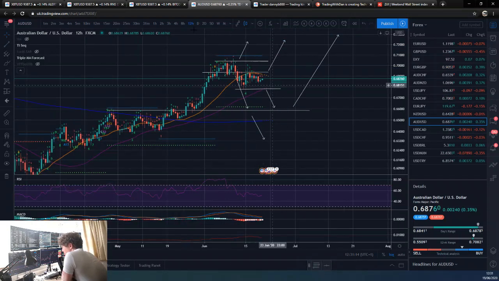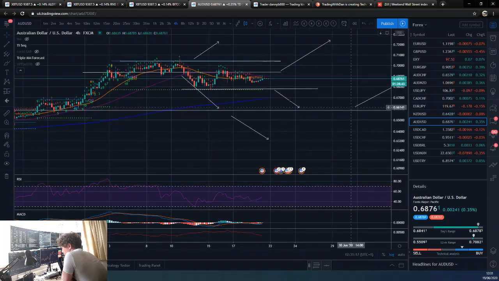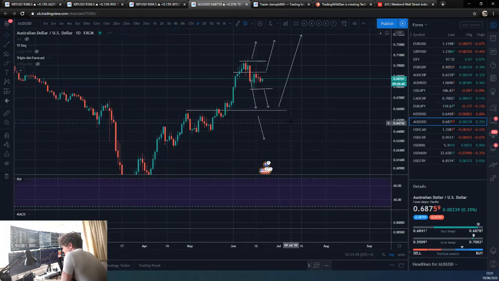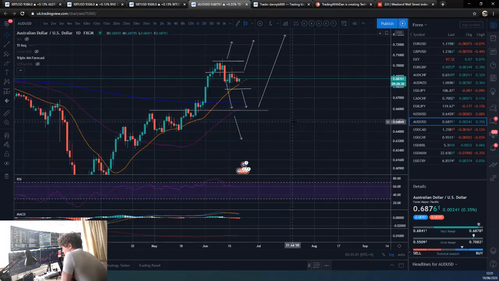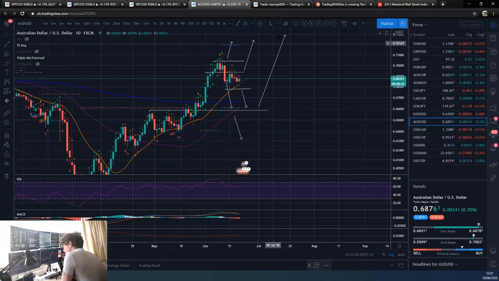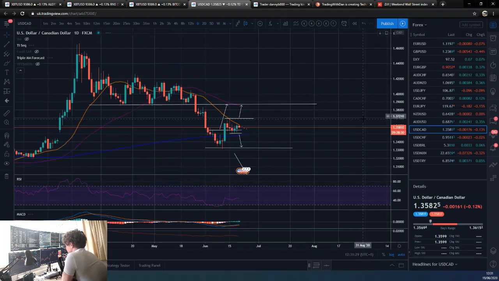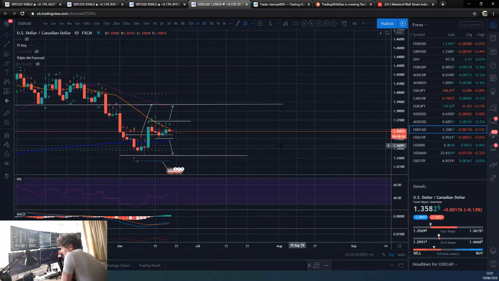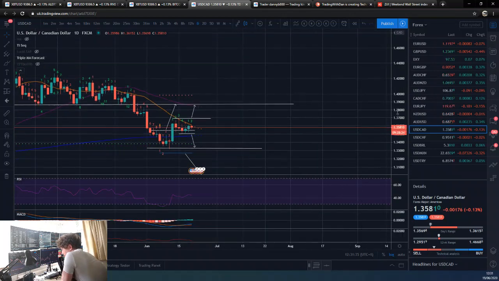Right, so not much else I can say with this. It's just a tightening formation. Just have to wait for it to break. If it breaks up to the upside, I'll buy more once we break above here as well, and make double money. US dollar, Canadian dollar, and this is the same.